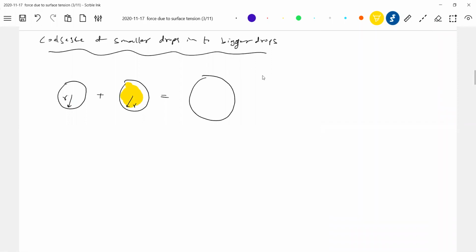Tell me, what will happen? Will there be any energy released or not? Strictly, they are smaller drops, and it forms a larger drop.